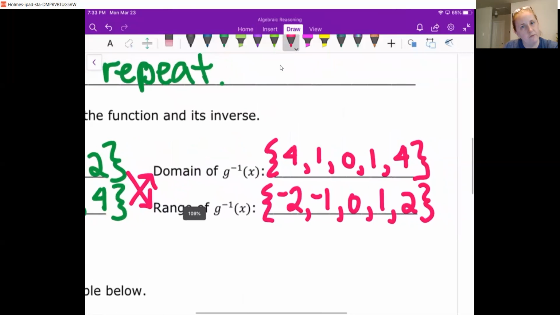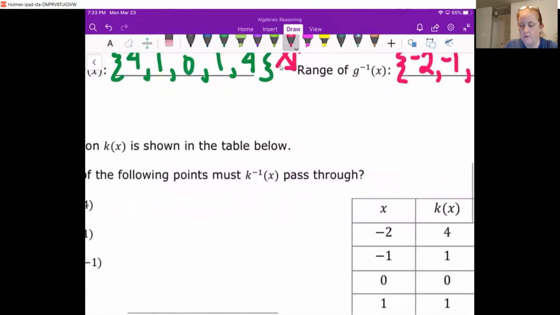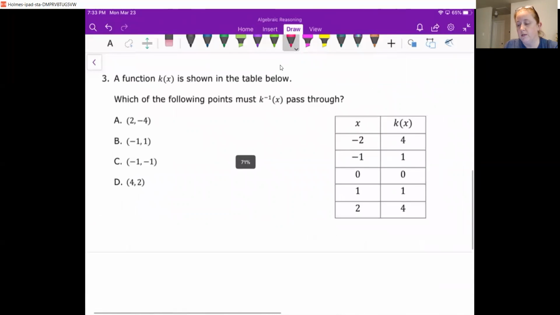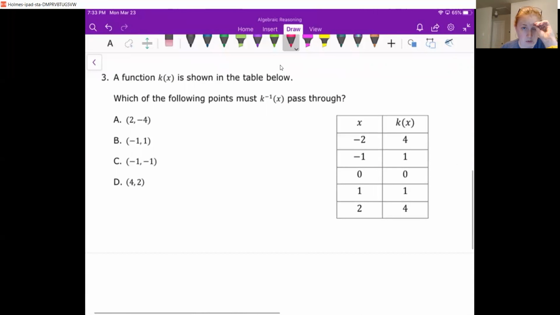All right, so hopefully we're feeling okay about these so far. So let's try another one. This time we're looking at some multiple choice, just trying to pick out which point answers the right question. So which of the following points must k inverse of x pass through? So again, k is just a label to make sure we're looking at the right table. So if we need to figure out which of those 4 points, A, B, C, or D, is going to be an inverse point. So we've got our original table.